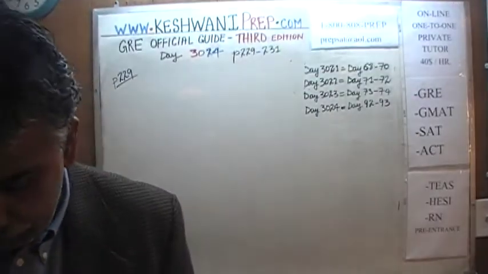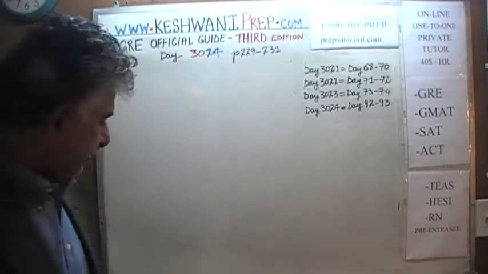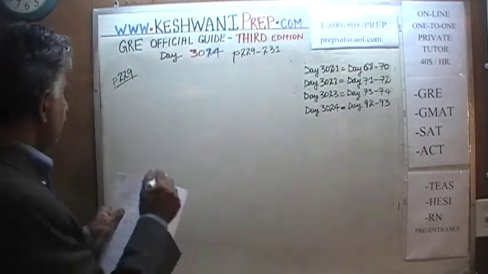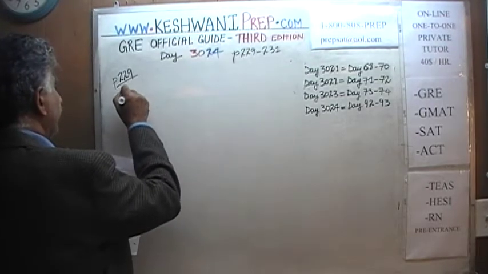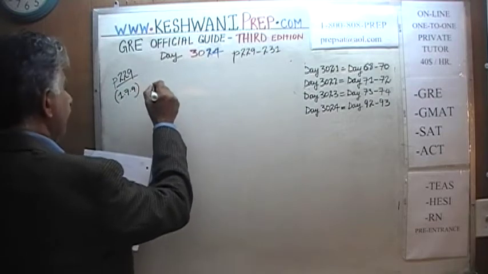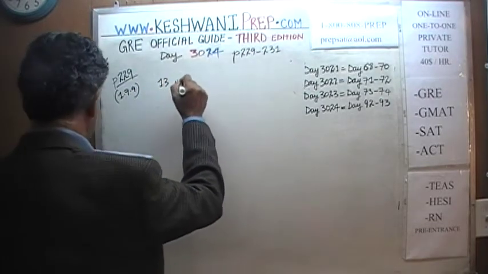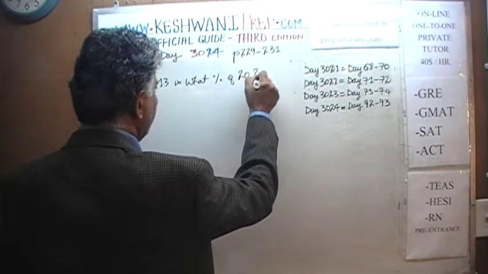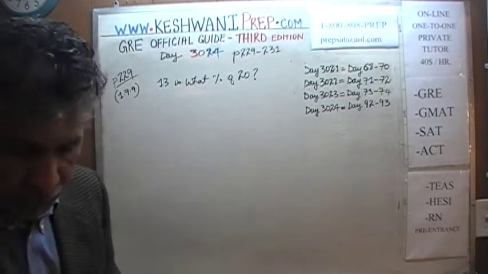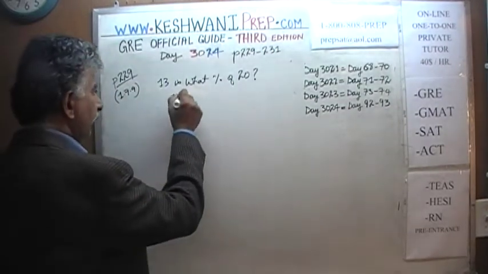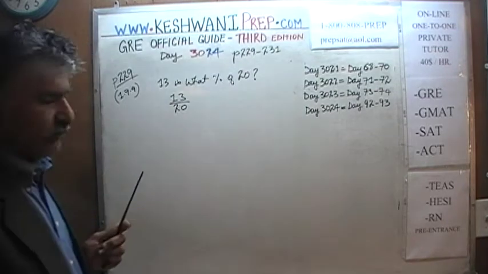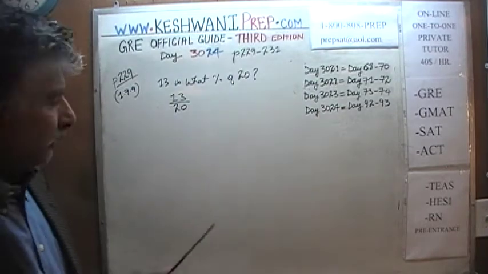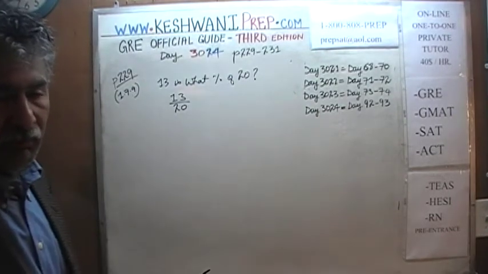First problem that you see there on page number 229, that's problem number 9. They refer to it as 1.7.9. It says 13 is what percent of 20? Essentially what we're interested in here is the percentage of this ratio, of this fraction, 13 over 20. And we know what percent means. Percent means out of 100. If we can make the bottom into 100, we are all done.